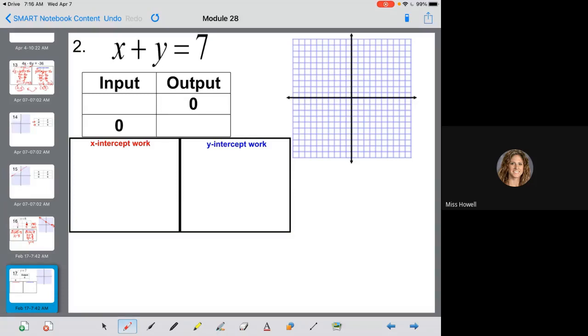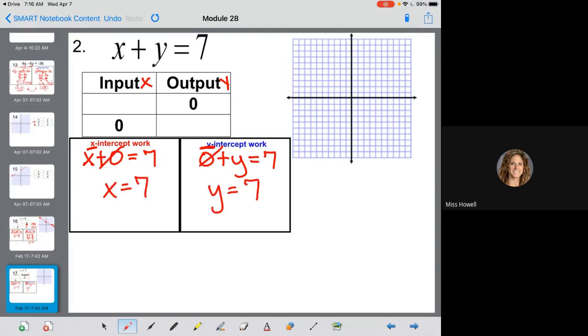So this table says input, output, but remember that's still x, y always. So our x-intercept, solve for x when y is 0. So x is what I want to know when y, the other thing, is 0, equals 7. Y-intercept, I want y equals in the end. So x is 0. Keep the y a y. I want to solve for it. Now this one's pretty simple. X is then 7 and y equals 7. Right, not too much to do down there as far as solving.